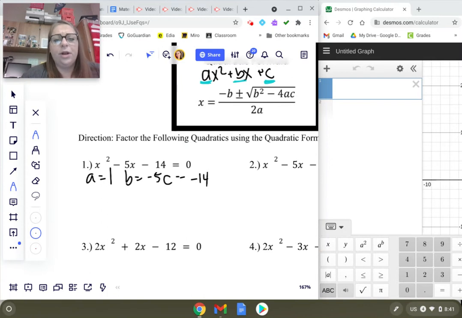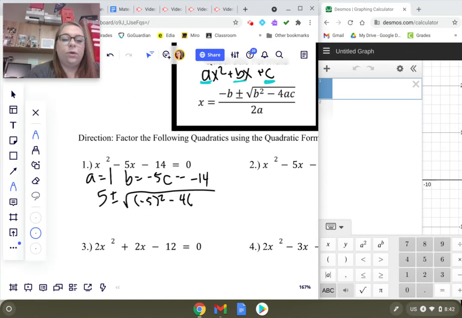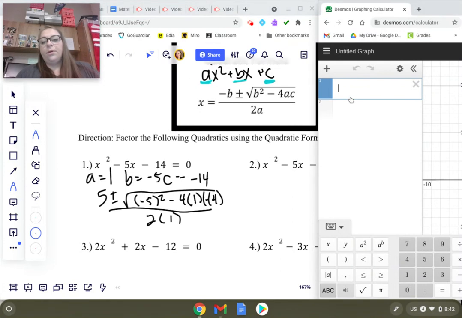From there, I want to plug it into my formula. The first thing is negative b. You can think of that as the opposite of b. If b is already negative, it's going to make it positive. So b is negative 5, and the opposite of b would be a positive 5. Then I have plus or minus radical b squared, and I'm always going to put that in parentheses, minus 4 times a, which is 1, times c, which is negative 14, all over 2 times a, which is 1. So I've plugged it in my formula, and now I need to use Desmos to finish it.